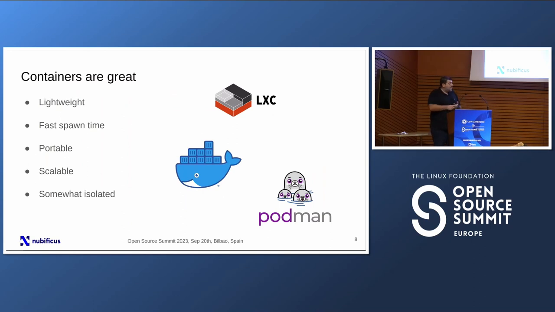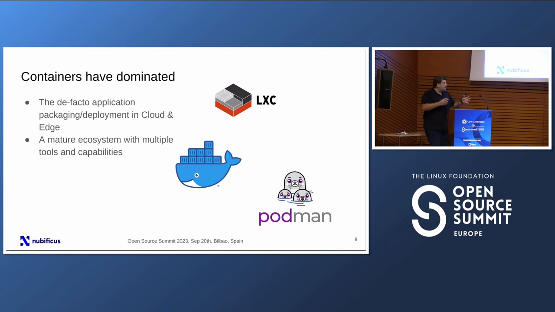Containers are great. They are lightweight. They offer fast boot times. They can run anywhere that there is a container engine. They're scalable. You can run many containers on a single hardware node, and they offer some kind of isolation, at least in terms of software dependencies. You can run a container with Ubuntu 20.04 and a container with Debian or something else on the same node. And that's the reason they have dominated the whole cloud deployment stuff. It's the de facto application packaging and deployment in cloud and edge. Containers feature a mature ecosystem with many tools. You can do whatever you want. So they are really, really great.